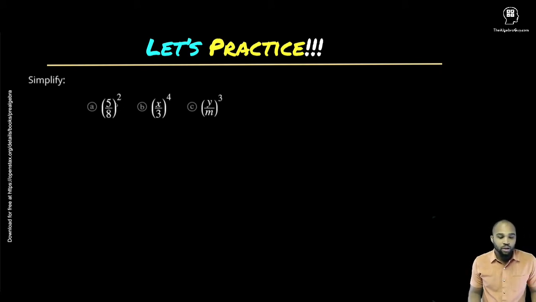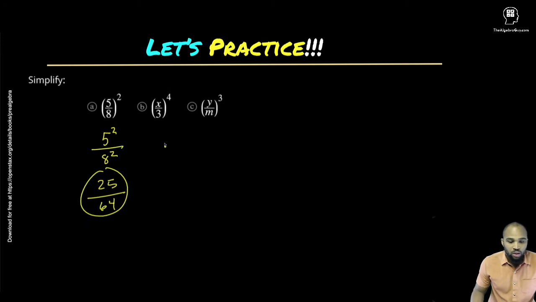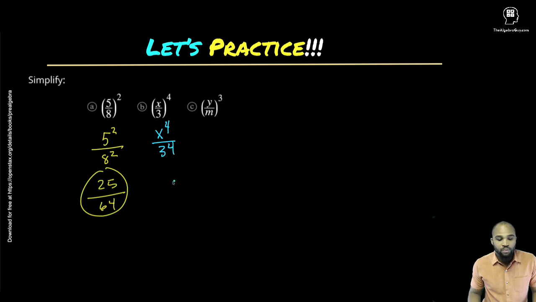What if I have this right here? How do I handle it? So in this case, I'm just going to square the top and square the bottom, which is going to give me 25 over 64. And same thing here, x to the 4th over 3 to the 4th. And simplifying it a little further, 3 to the 4th will give me 81.